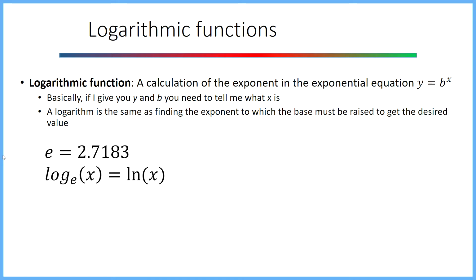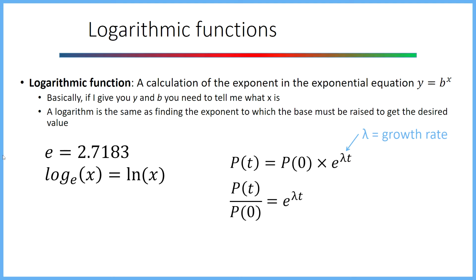The equation for exponential growth is P of t, the population size as a function of time, equals P of 0, the population size at time 0, times e to the lambda t, where lambda is the growth rate and t is time. Note that from what we know about logarithms, we can solve this equation for the growth rate by first dividing by P of 0 and then taking the natural logarithm and dividing by t.